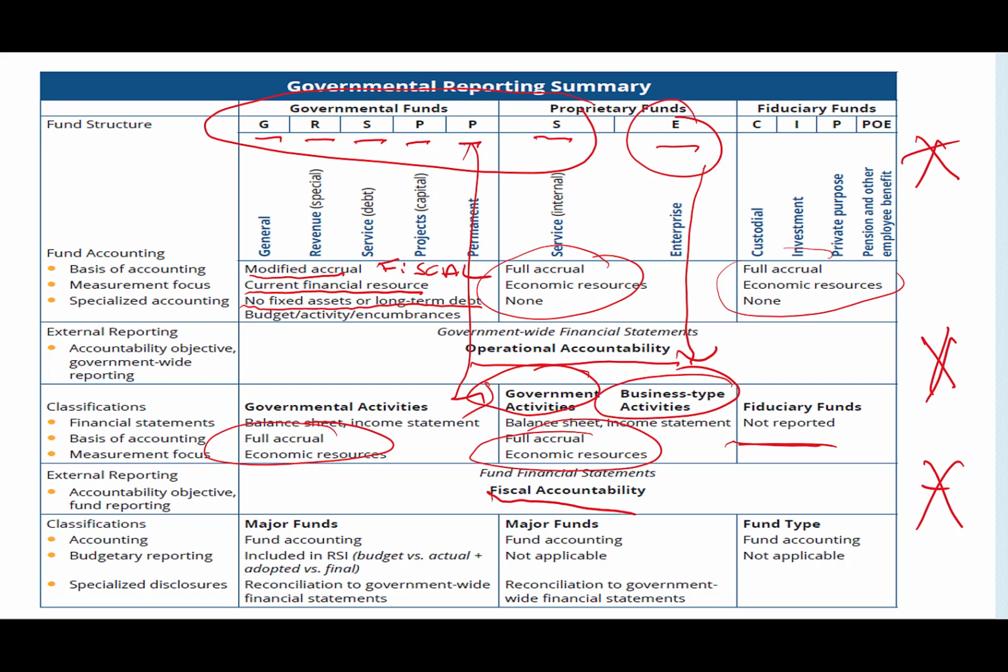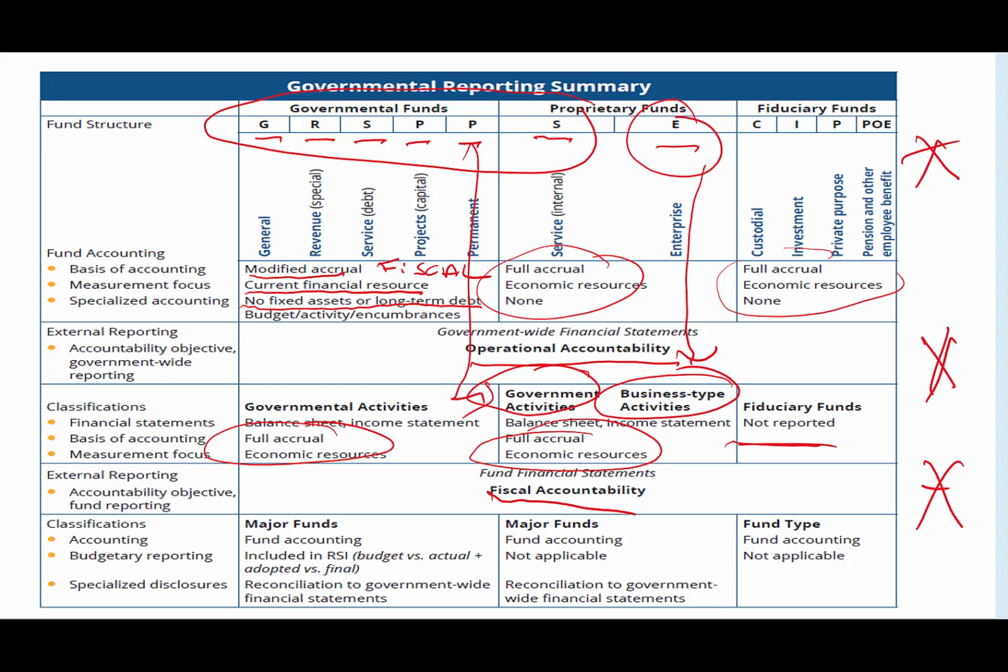And remember, we said that there's a consolidation from the funds to the government-wide. So we take all of our governmental funds, our general fund, special revenue fund, debt service fund, capital project fund, permanent fund, and consolidate them under the column governmental activities at the government-wide level, right? Then we take the internal service fund, which is a proprietary fund at the fund level, but we roll it into the governmental activities, right?